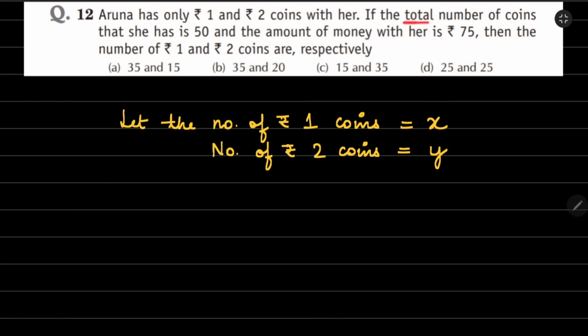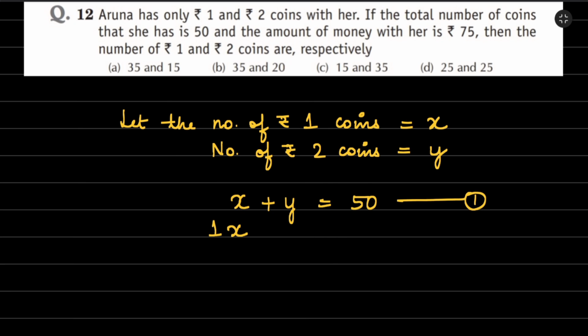You are given that the total number of coins she has is 50. So x plus y is equal to 50. This is your first equation. The second equation is that the amount of money with her is 75. So 1 times x, like we don't know how many. If x is 10, then the value is 1 into 10, which is 10 rupees.